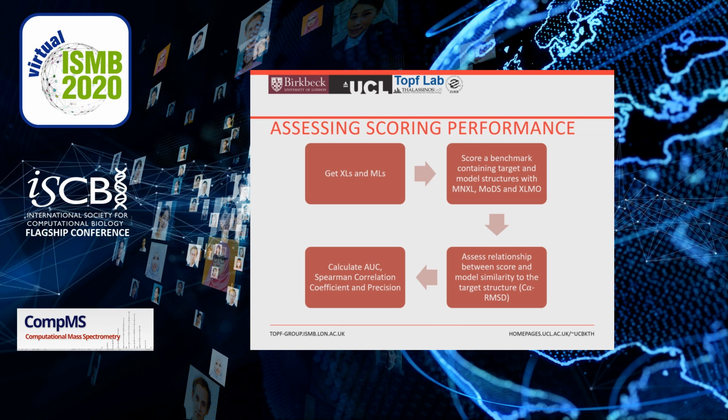So these will range from low C-alpha RMSD, so very similar to the target structure, to very high C-alpha RMSD, so a very poor model of the target structure. And then we'll score those using MNXL, MODS and XLMO. We will then assess the relationship between the score and the model similarity in terms of C-alpha RMSD, and then we'll calculate statistics. So we'll calculate area under the receiver operator curve, Spearman correlation coefficient, and precision.